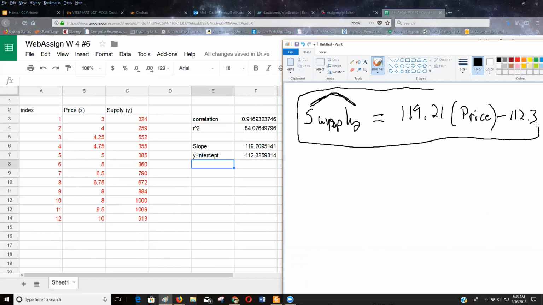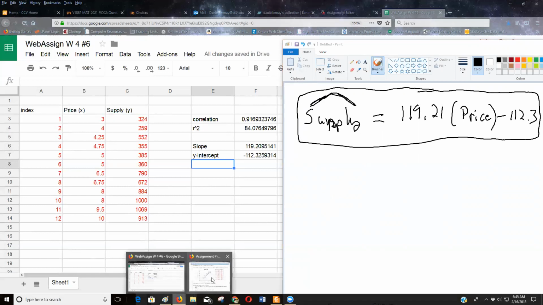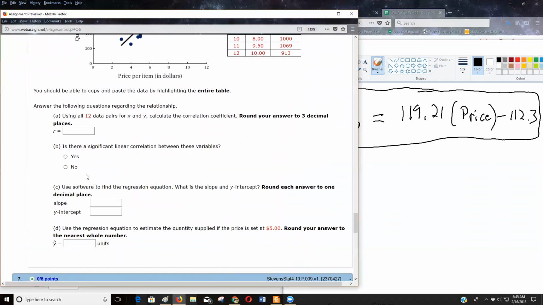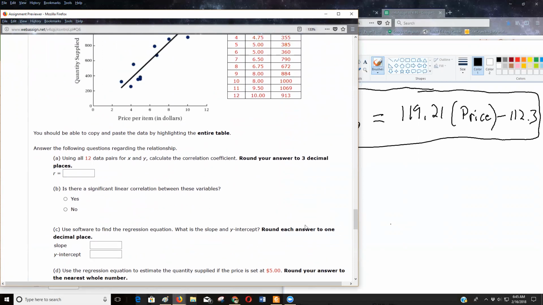I encourage you to do this. Write them this way when you're doing paperwork. And then I think the last question, let's see, there was one other part to this question. So there's R, you can skip the significant thing. Is it significant? Let's see.